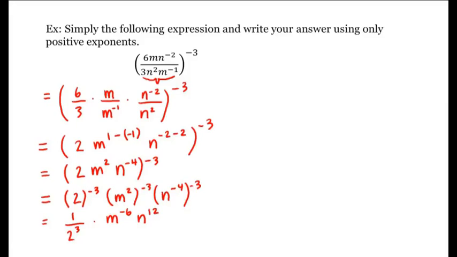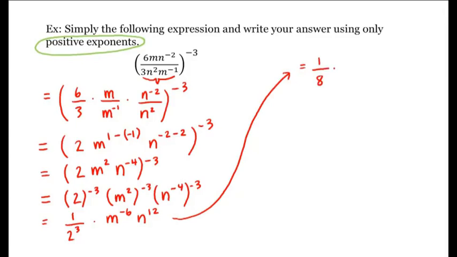And remember, we want to write our answer using only positive exponents. So let's use that negative exponent rule again on this m term. So this is equal to, we have 1 over 2 cubed is 8, and then we have 1 divided by m to the positive 6th power, n to the 12th. And writing it as one fraction will give us our answer of n to the 12th divided by 8 times m to the 6th.